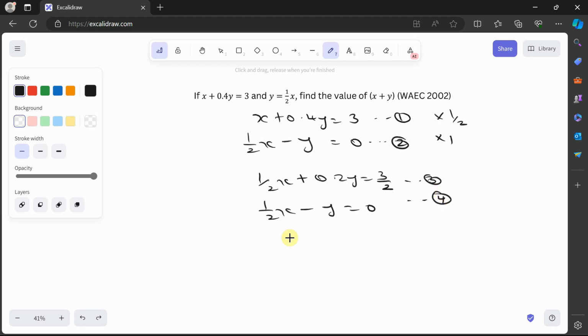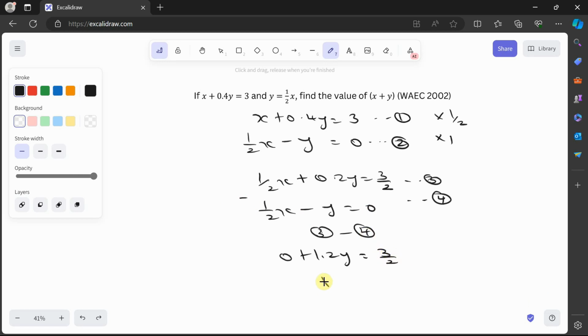So what can I use? Will it be addition or subtraction? Great, subtraction, because this minus this will go. So equation 3 minus equation 4. Half x minus half x will be 0. Because it's minus, plus 0.2y, minus times minus will be plus, so plus y, that will give me plus 1.2y. And then 3 over 2 minus 0 is still 3 over 2.